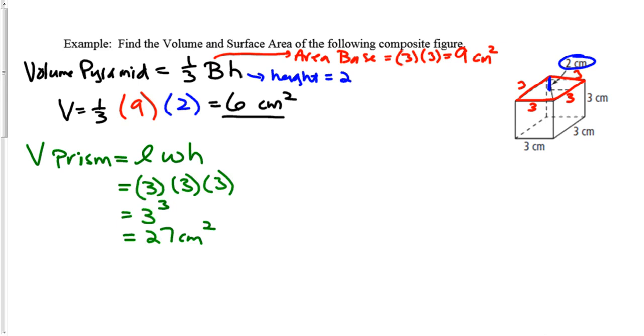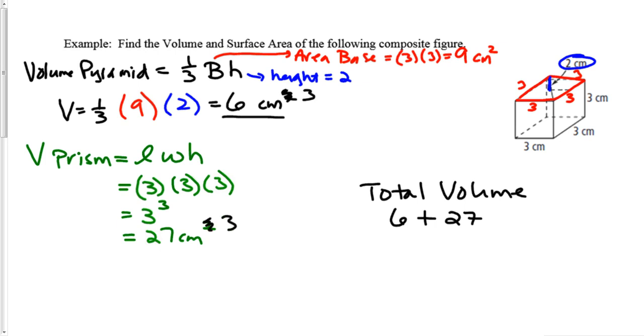So now I can find my total volume. My total volume is going to be 6 plus 27. And I apologize, all my units are wrong. This should be centimeters cubed, and this should be centimeters cubed. When I add these two together, I get 33 centimeters cubed is the total volume of this composite figure. If you need time to write that down, please pause your video now.